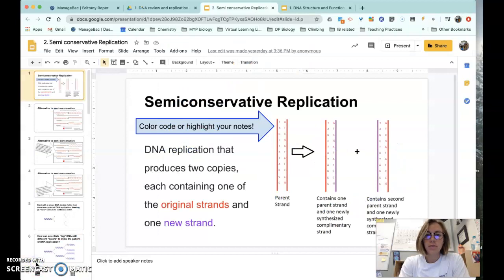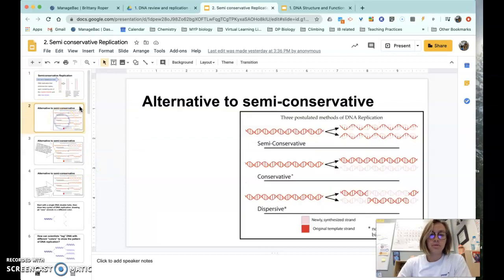Mentioning replication, we need to understand that DNA replicates in a semi-conservative fashion. What this means is that the parent strands are broken apart and then they are used to read and use complementary base pairing to make a new strand. So each parent strand contains a new synthesis of a complementary strand. So in your notes, you should see a little diagram that looks like this. Semi-conservative shows that we are able to have an original strand paired with a new strand.